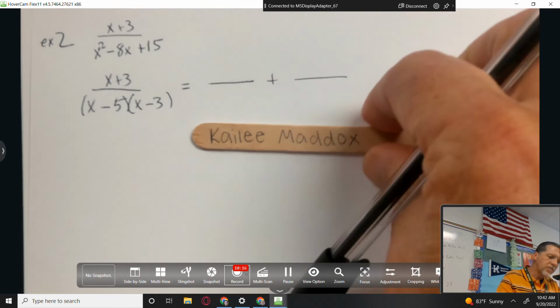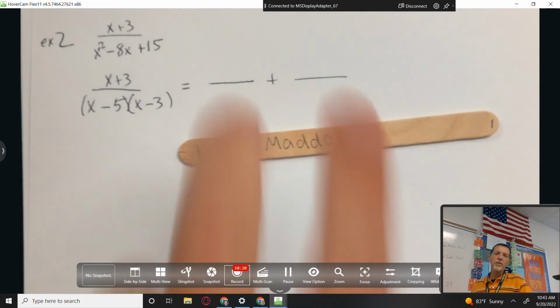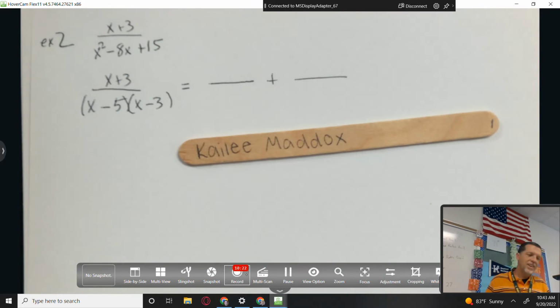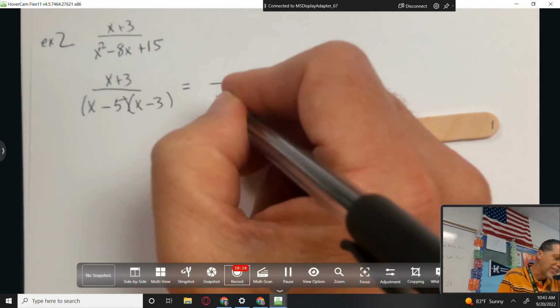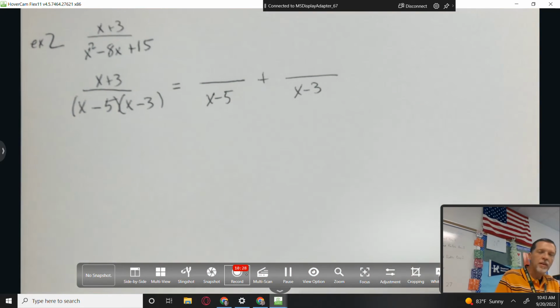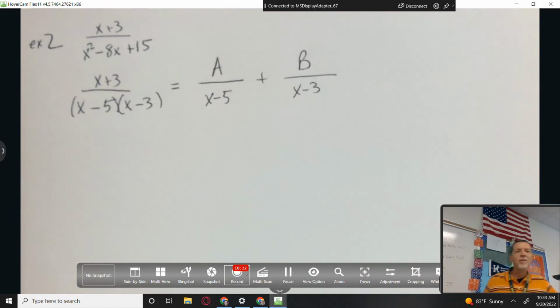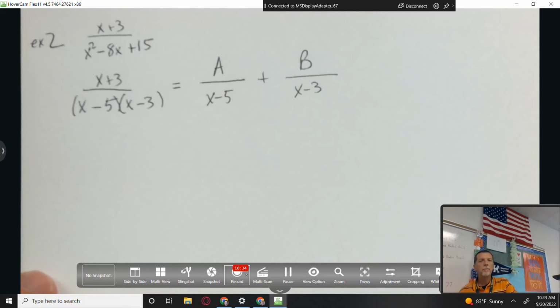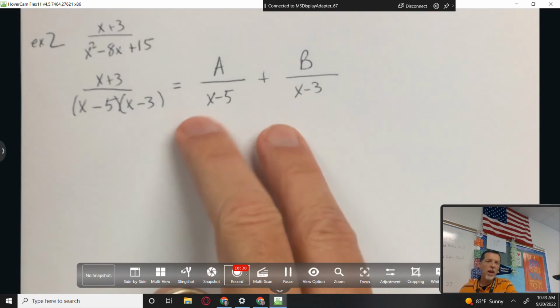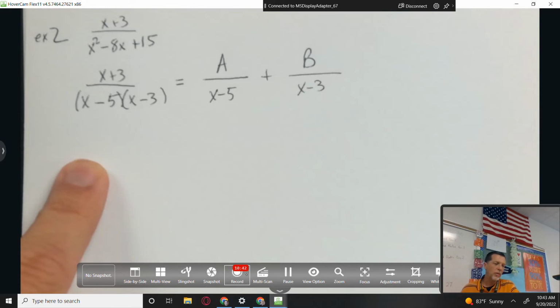So on the other side, Kaylee, what will my denominators be? Right, like that's kind of the easy question. x minus 5 and x minus 3. Sorry, I'm not picking someone to tell me to put a and b in the numerators. But now I've kind of got it set up. I know the shape or the format of the two things that we'll add to get the answer that we want.